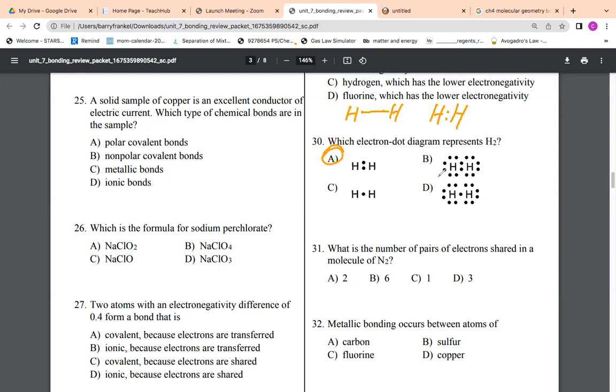Hydrogen has nowhere near this amount of electrons. That just does not make any sense. And this one also doesn't make sense because you don't share a single electron, you share a pair. They're always shared in pairs. So we're going to go with choice A.